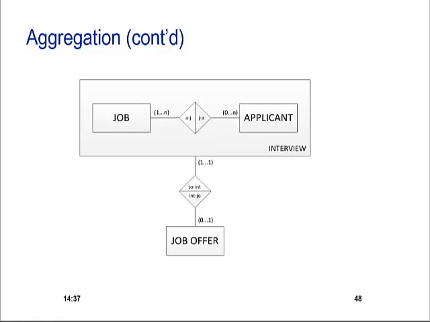Besides adding an attribute type duration to the interview aggregate, I can also define a separate relationship at the level of the aggregate. So here you can see a relationship between interview and job offer. An interview can lead up to minimum 0, maximum 1 job offers. Vice versa, a job offer is usually based upon minimum 1, existence dependency, maximum 1, so that means exactly 1 interview.